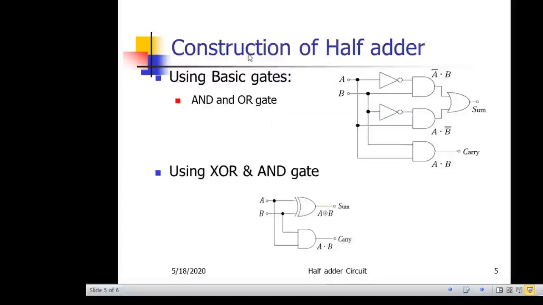The final step is to draw the logic circuit with all input variables and output variables. The sum expression can be constructed using basic gates like 2 NOT gates, 2 AND gates and 1 OR gate, which is nothing but an XOR gate. Hence the expressions clearly indicate that we need one XOR gate to get the sum and one AND gate to get the carry to construct the half adder circuitry.